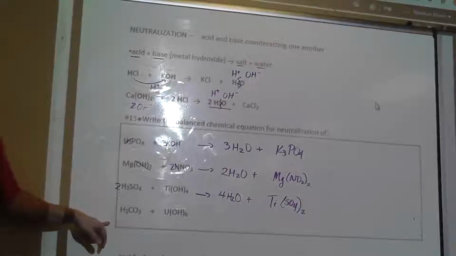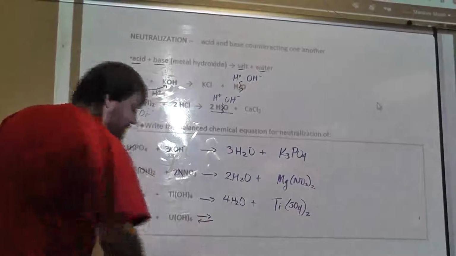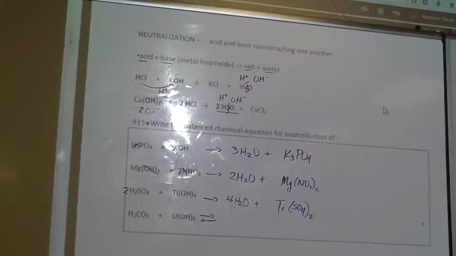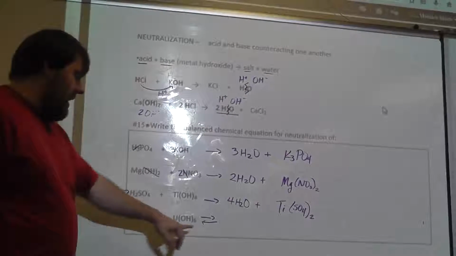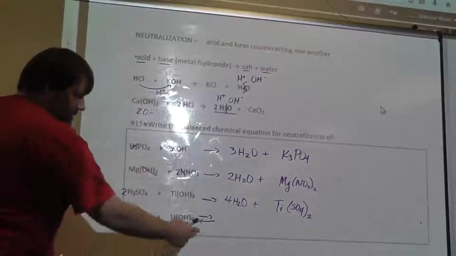Now, when you have both of them that are weak, you have a 2-way arrow. That's the only way in a neutralization you can have a 2-way arrow, is if both the acid and the base are weak. Okay? 2 hydrogens, 6 hydroxides.